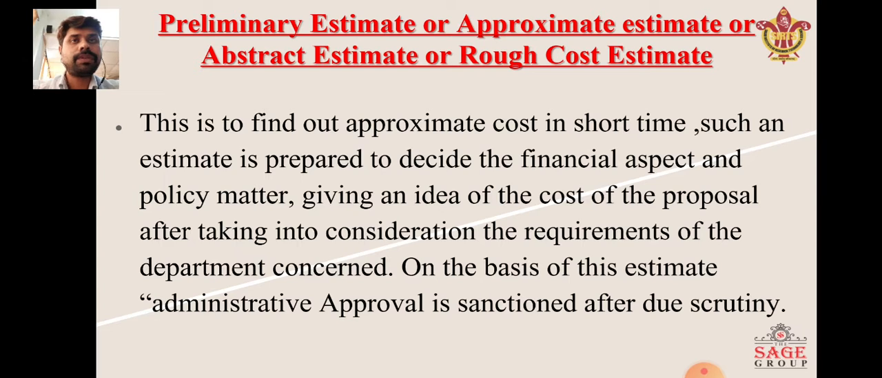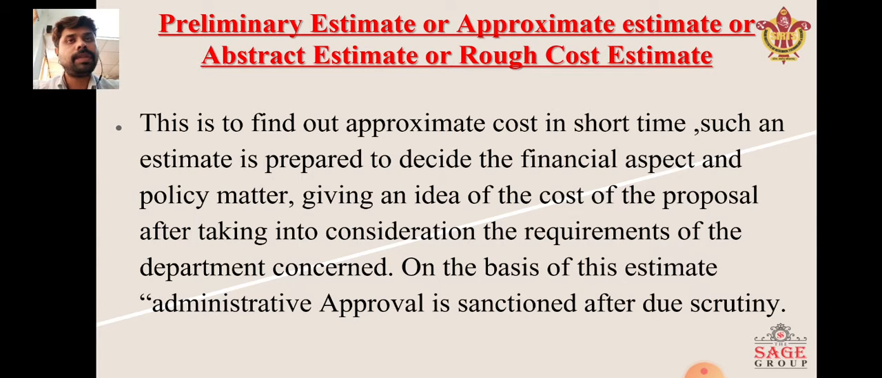The first type of estimation is preliminary estimation or approximate estimate, or we can say abstract or rough cost estimate. This is to find out approximate cost in short time. Such an estimate is prepared to decide the financial aspect and policy matter, giving an idea of the cost of proposal after taking into consideration the requirements of the department concerned. On the basis of this estimate, administrative approval is sanctioned after due scrutiny.